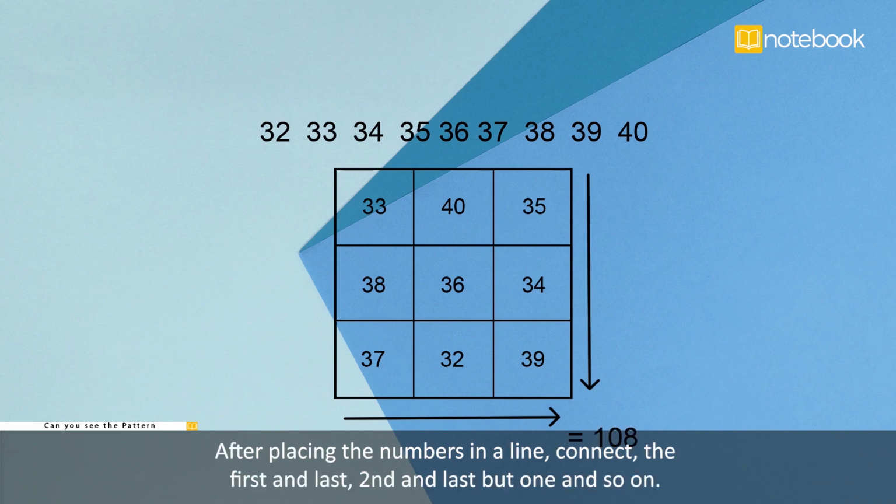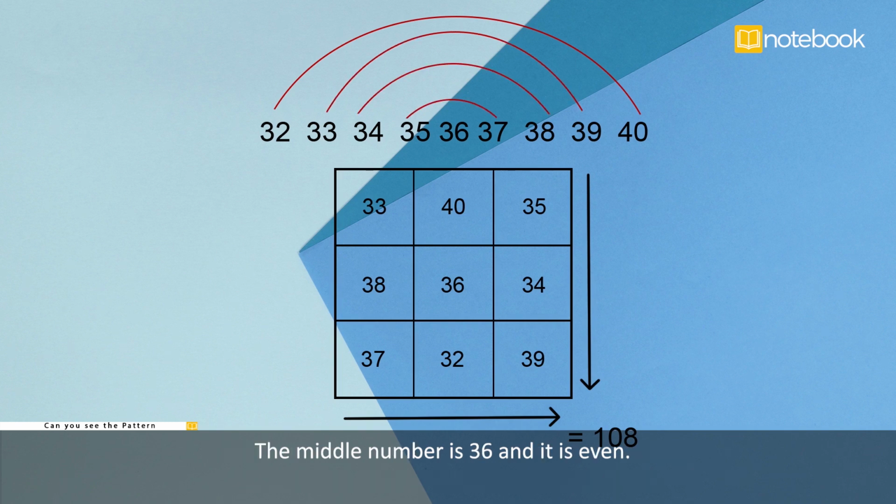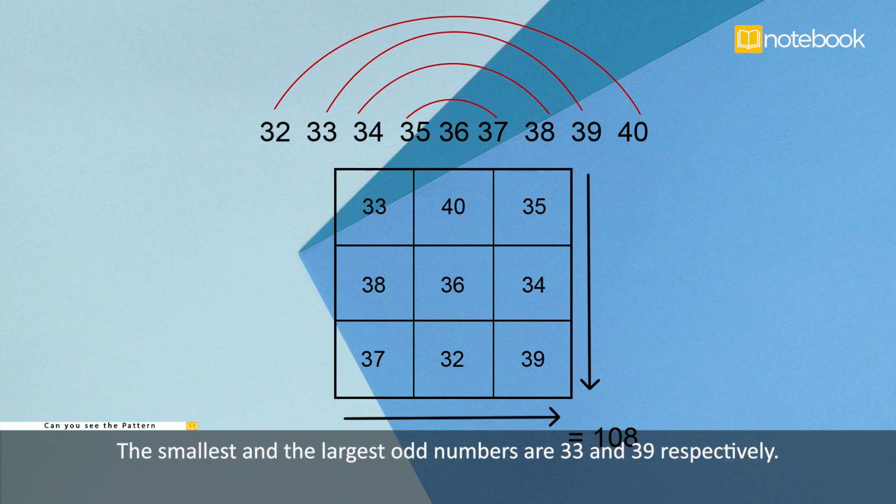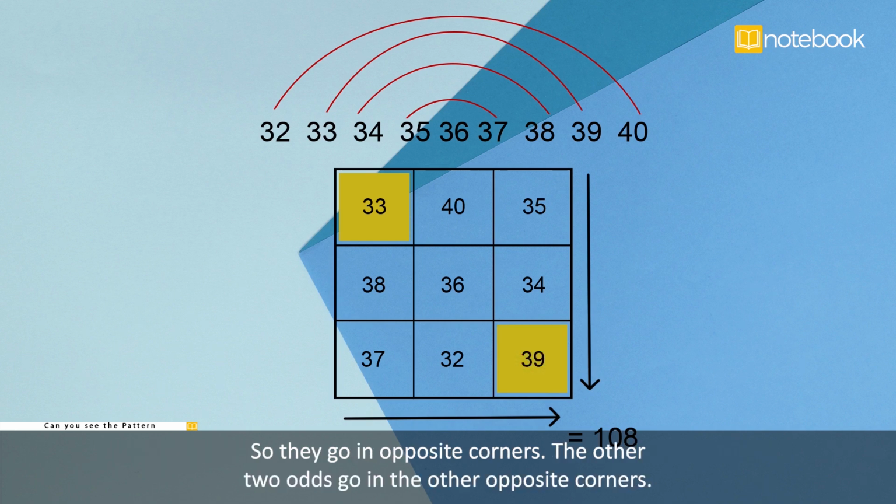After placing the numbers in a line, connect the first and the last, second and the last but one, and so on. The middle number is 36 and it is even. The smallest and the largest odd numbers are 33 and 39 respectively. So they go in the opposite corners. The other 2 odds go in the other opposite corners.